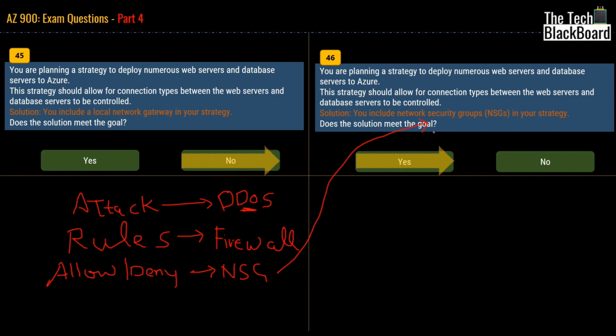So I hope this combination of keywords and solution will help you in the exam. And once again, sorry for the bad handwriting, but hope you got the drift. Okay.